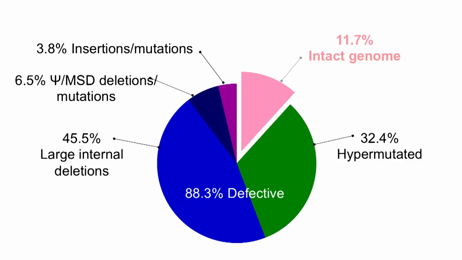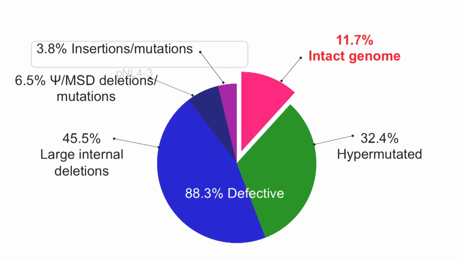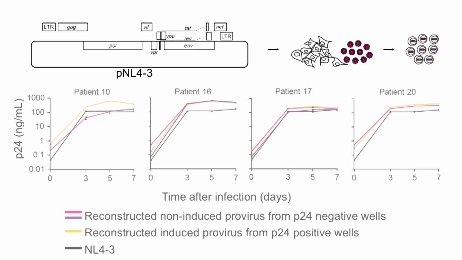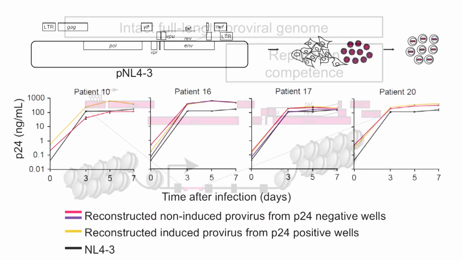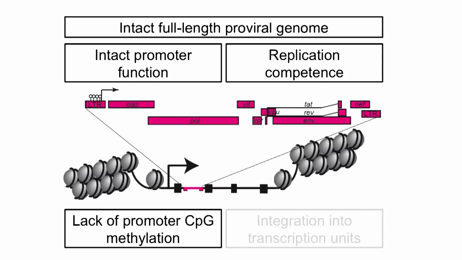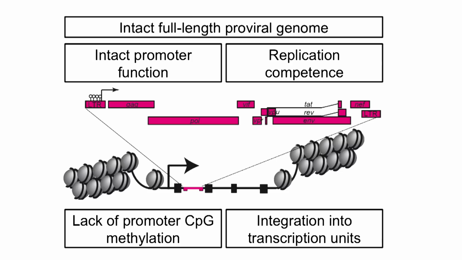However, about 12% were intact at the primary sequence level. We reconstructed these intact non-induced proviruses and showed that they could give rise to replication competent virus if induced in vitro. We also showed that the non-induced proviruses had functional, non-methylated promoter regions and were integrated into active host genes. Therefore, it appears that these non-induced proviruses have the potential to become induced in vivo.